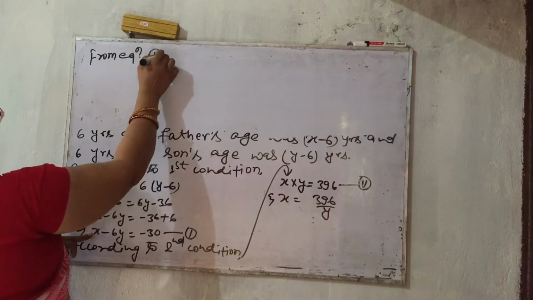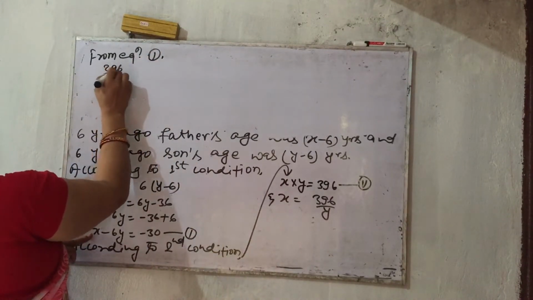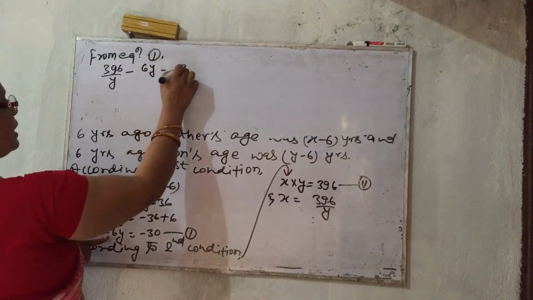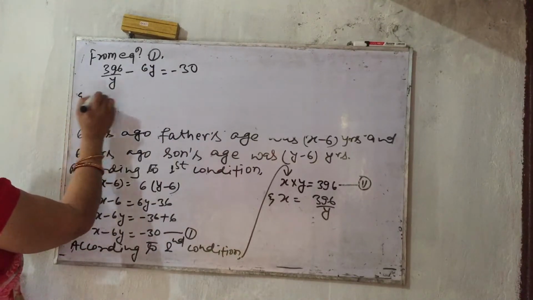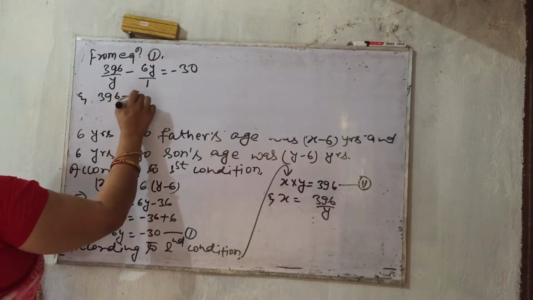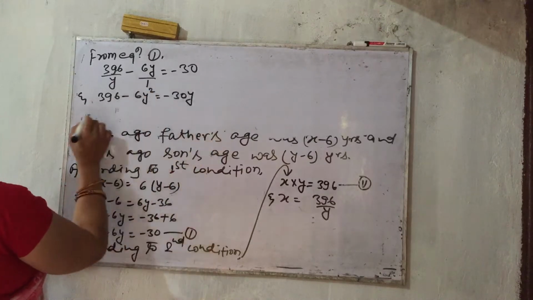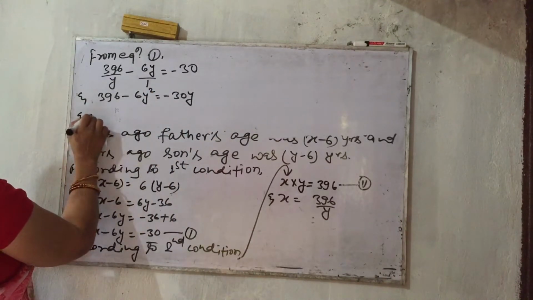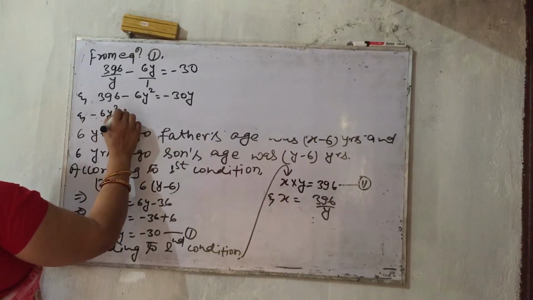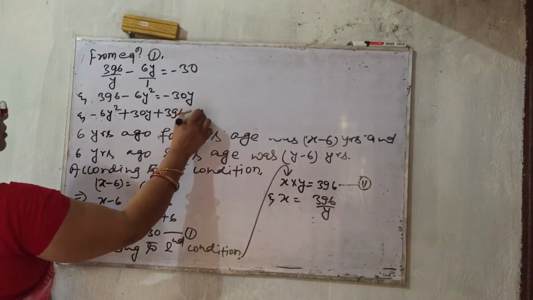So here we can write down X means 396 by Y minus 6Y equal to minus 30. Let's solve this. We will get 396 minus 6Y square equal to minus 30Y, or it will be minus 6Y square. This will come this side, it will be plus 30Y plus 396 equal to 0.